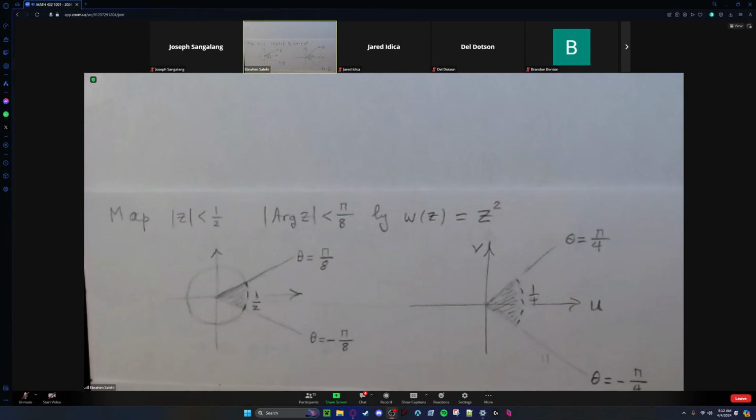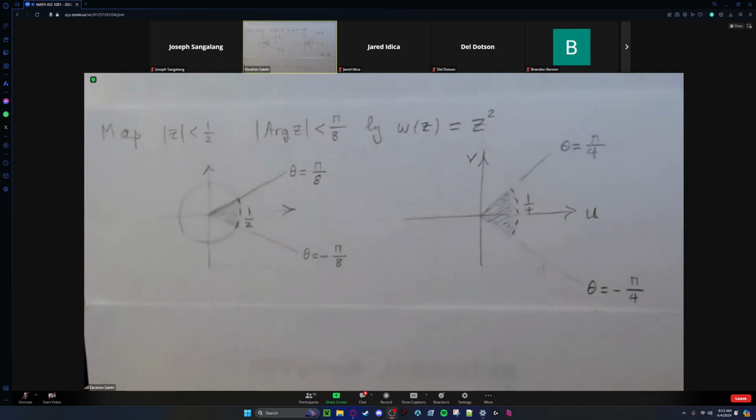Well, we know what happens. If we apply z squared to this one, it would be negative pi over 4. This will be pi over 4. And this circle, if you square it, 1/2 becomes 1/4. So the image is this shaded area, okay? The image is that shaded area.